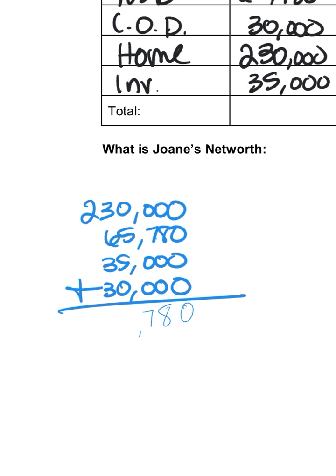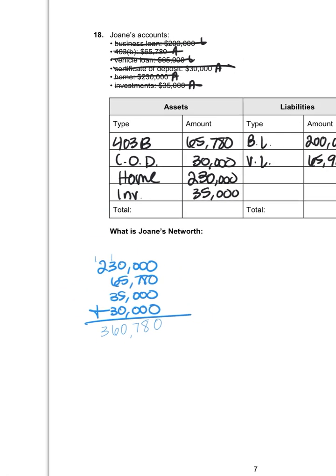0 plus 5 is 5. Well, 5 plus 5 is 10, and 10 plus 0 is still 10. Add the 0. 1 plus 3 is 4. 4 plus 6 is 10. 10 plus 3 is 13, and 13 plus 3 is 16. 2 plus 1 is 3. So when I add all those up, I get $367.80.